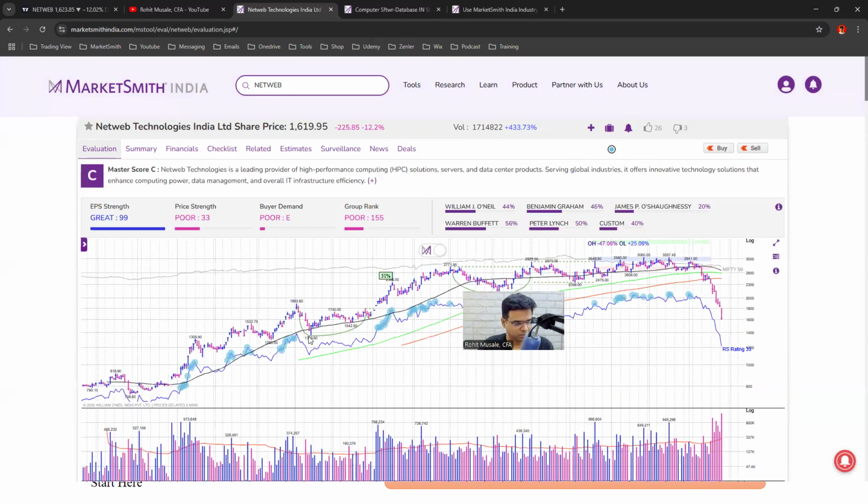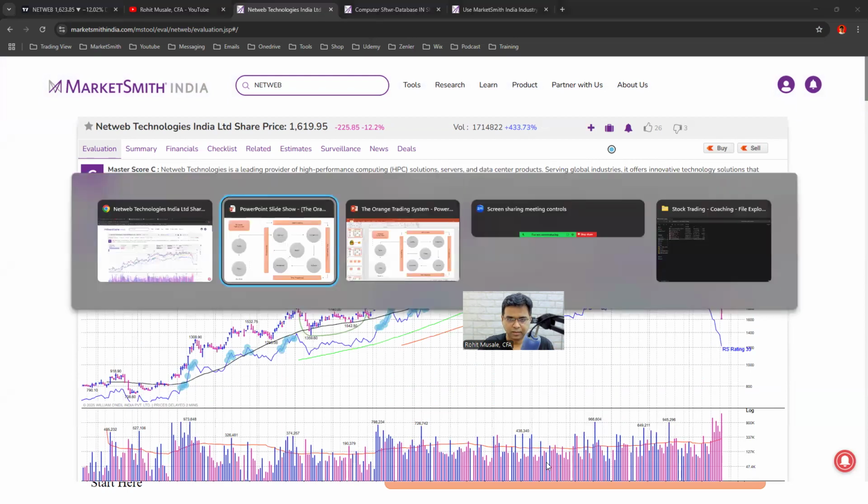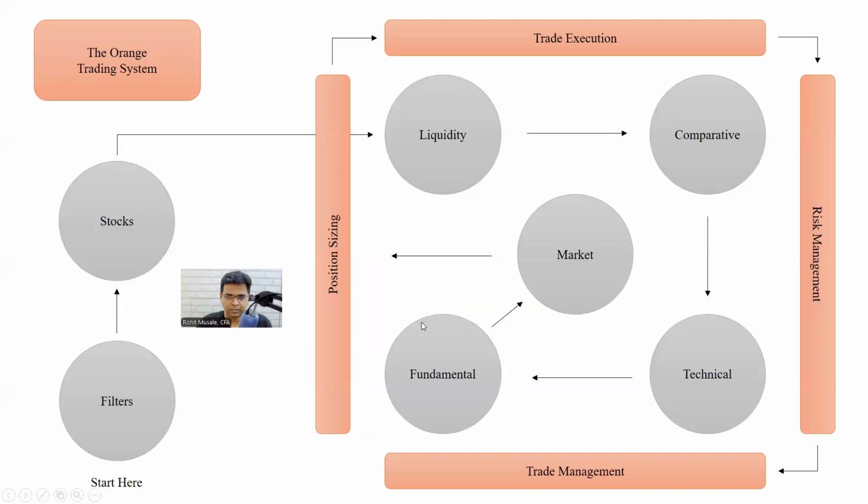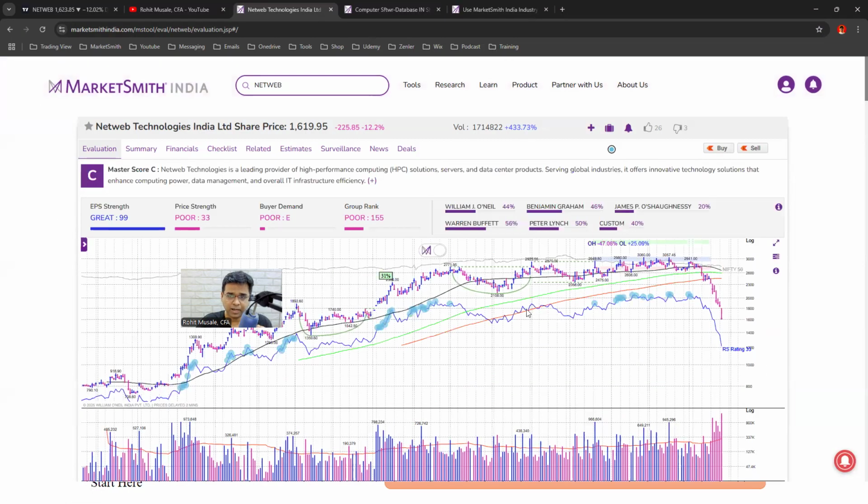Plus the liquidity analysis did not fit my criteria from the orange trading system. So that is why I had rejected the stock in September. But I kept an eye on the stock. Look what happens.